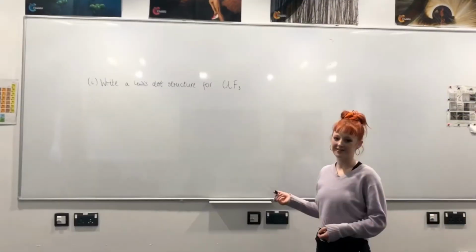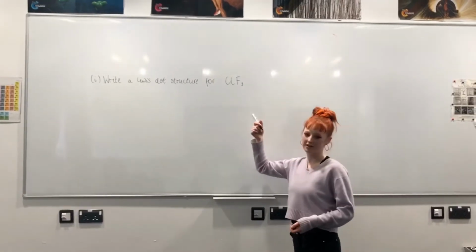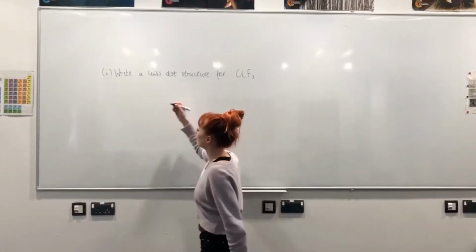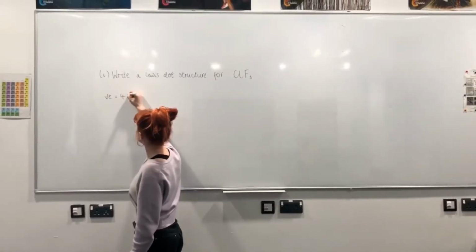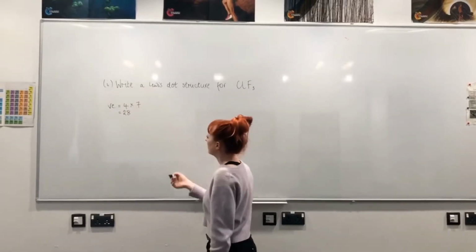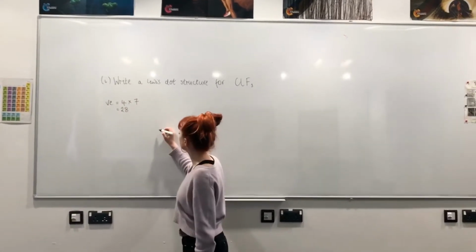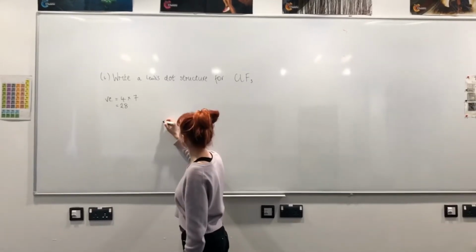First off, start by counting the amount of valence electrons in the molecule. As they're both halogens, and there's 1, 2, 3, 4, the valence electrons is 4 times 7, which equals 28. And arrange your atoms so that the less electronegative atom is in the middle, which is chlorine.